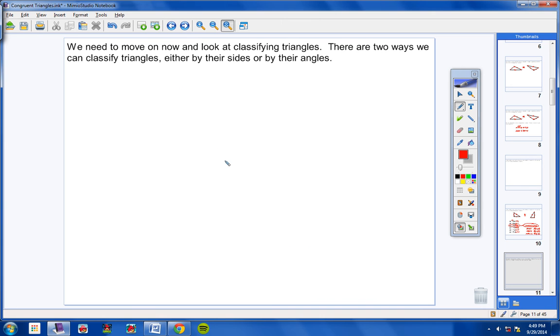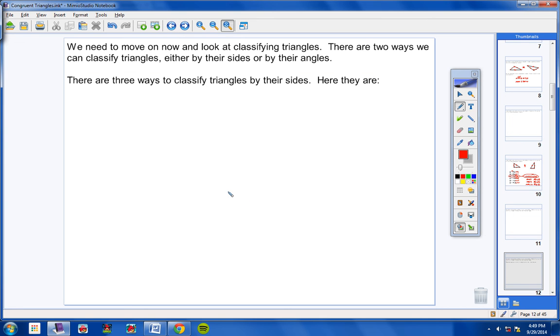Okay, let's continue on. Here we go. All right, we need to look at classifying triangles. There are 2 ways we can classify triangles, either by their sides or by their angles. Now I'm going to go really fast, and all of these terms I'm going to show you, you have heard of these your entire life. They're not new, but you still got to write them down. And number two, you are responsible for these on tests and quizzes, unfortunately. Okay, so here we go.